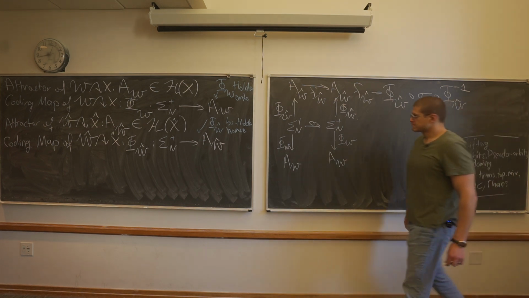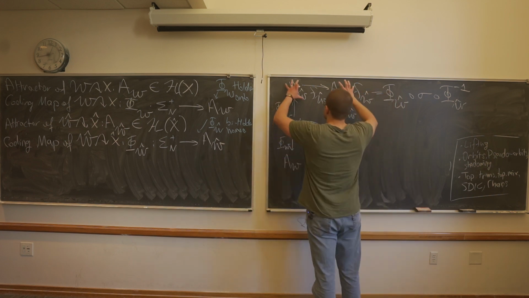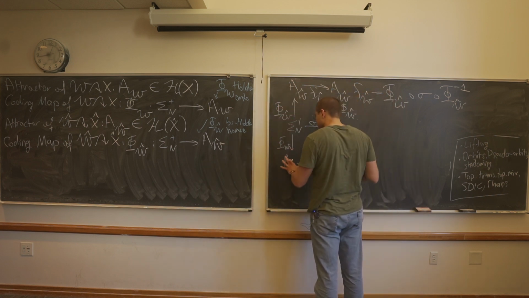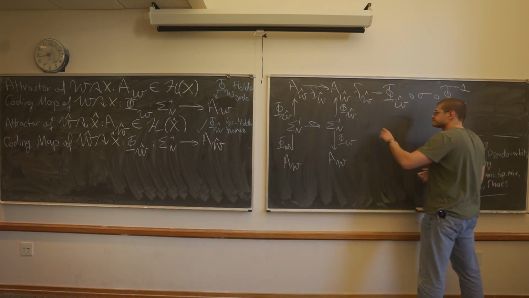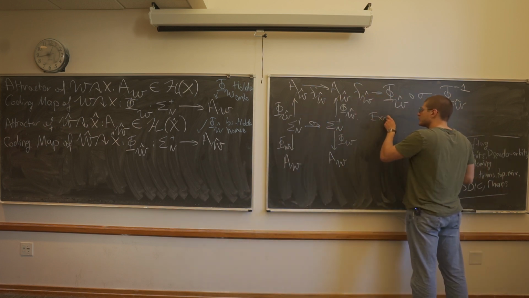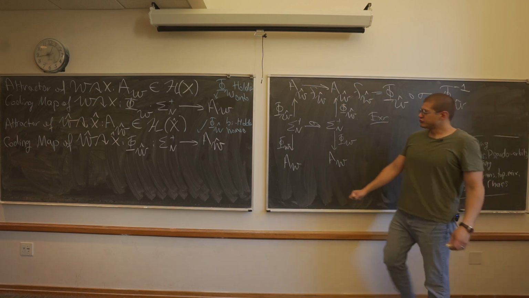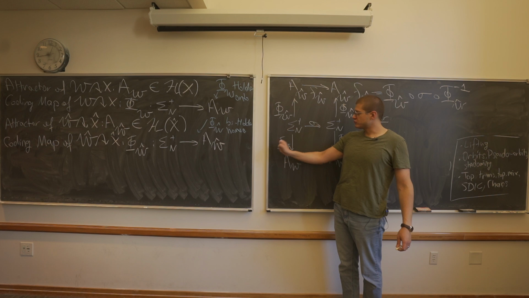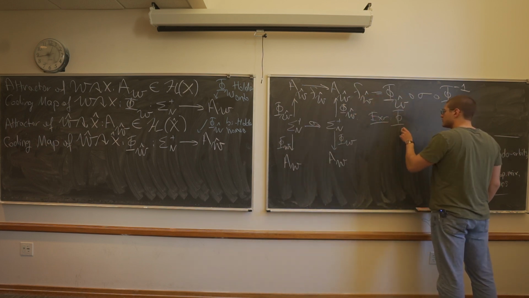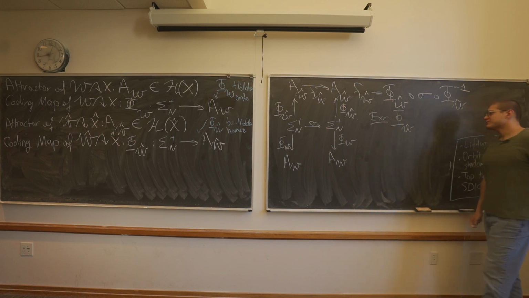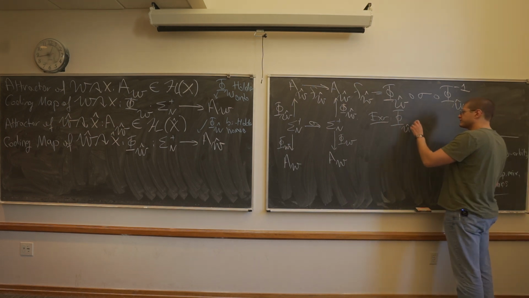Okay. Now, the point here is, though, I want to somehow relate this attractor to this attractor. And so this is the content of the next exercise. And in fact, you can do something more specific. You can relate this coding map to this coding map. The coding map of the lifted iterated function system, in fact, is of the following form.